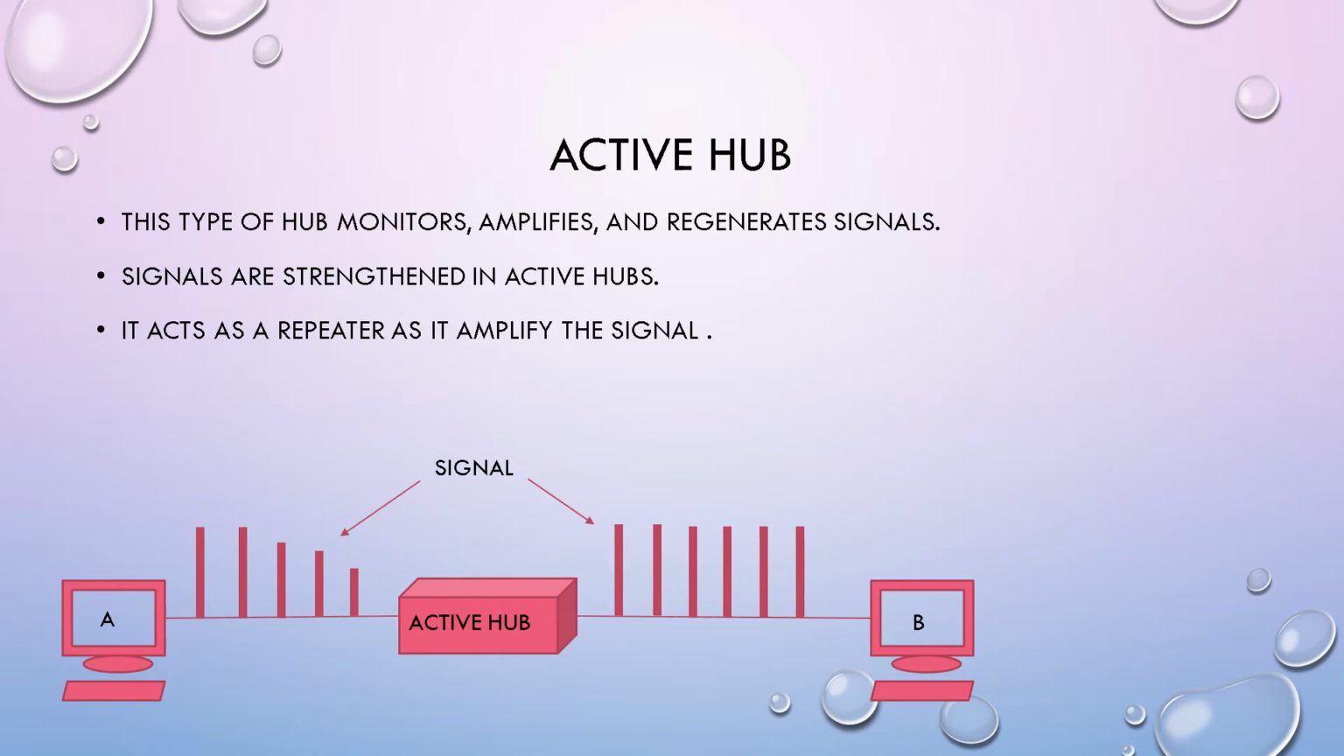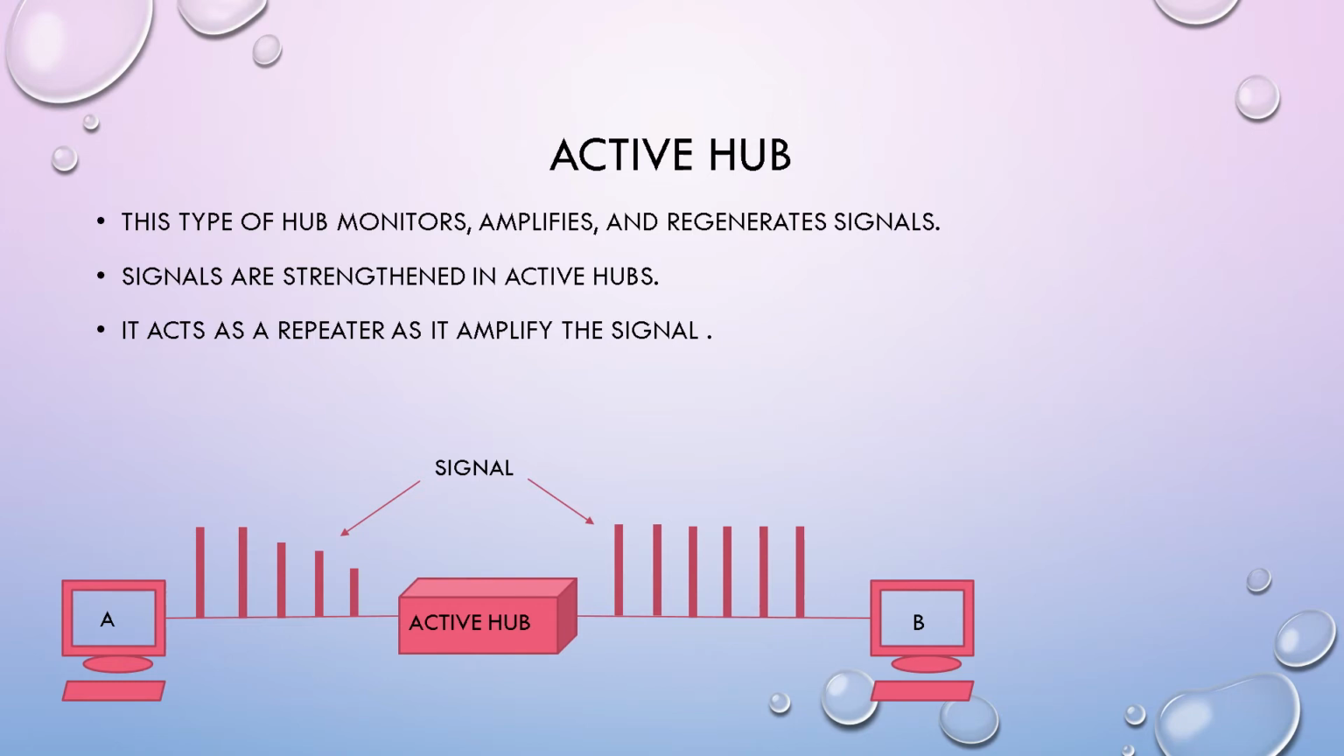What is an active hub? The function is the same. This type of hub monitors, amplifies and regenerates the signal. Monitors means it will look after your computer, look after the message. Amplifies, it will strengthen the signal. And regenerates the signal means the signal will be brought back to its original position. Signals are strengthened in active hubs. Now this active hub acts as a repeater as it amplifies the signal.